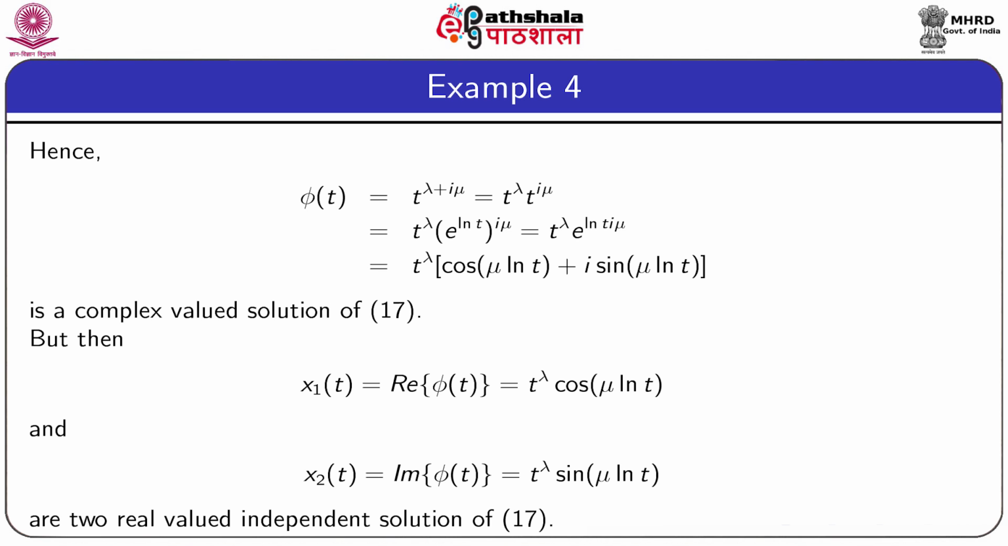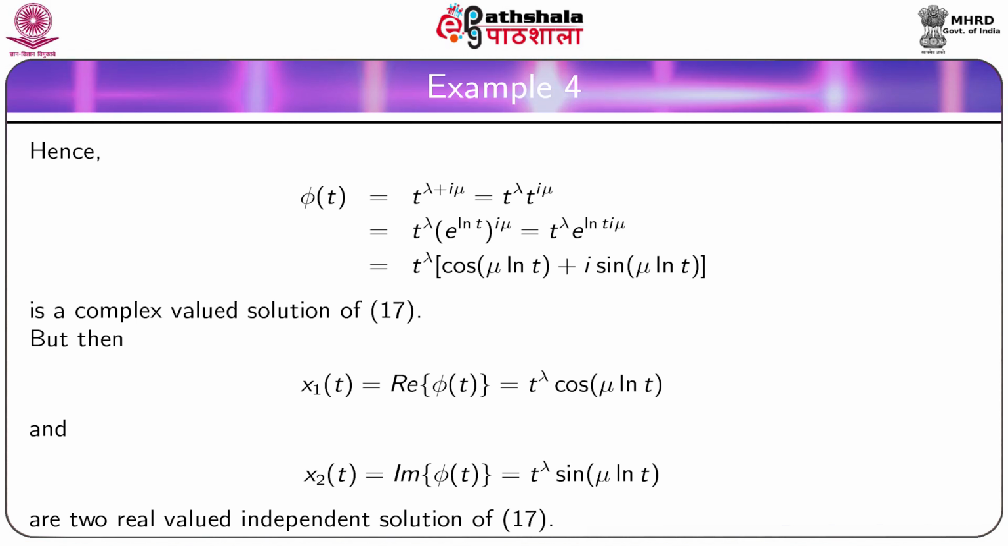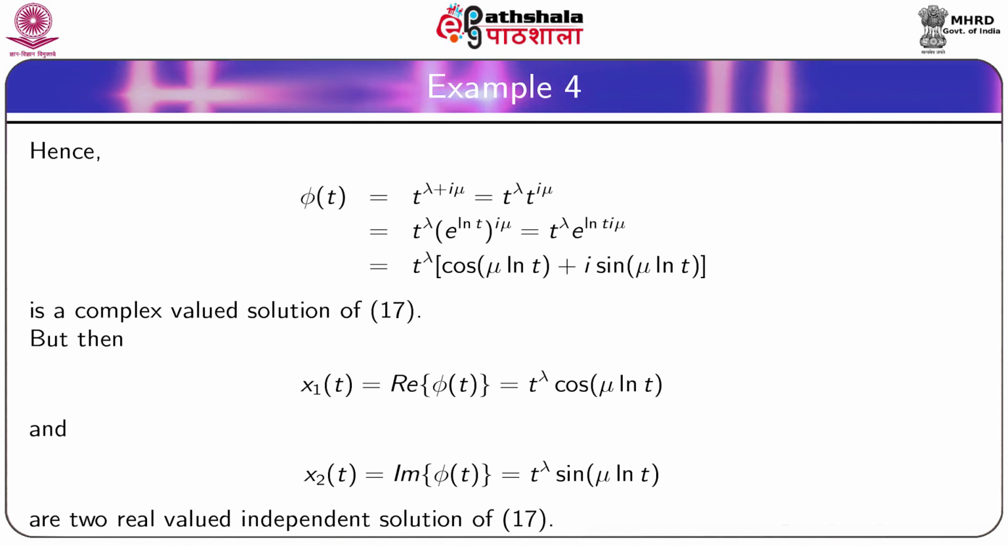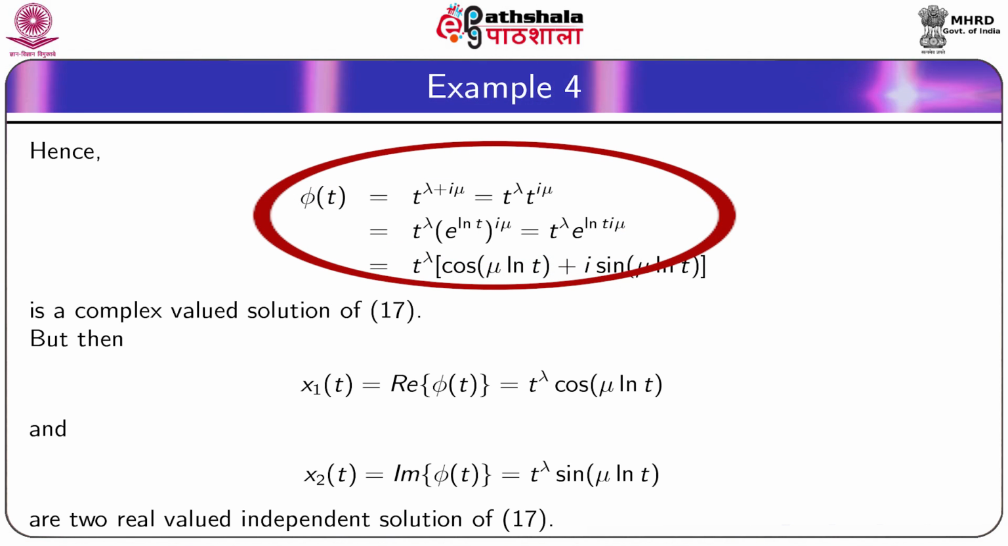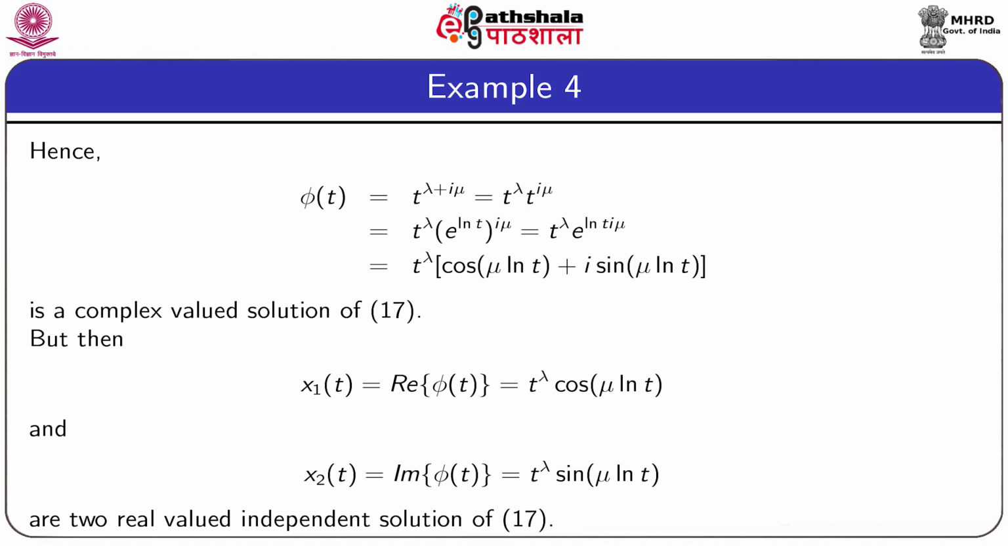Hence, phi(t) is equal to t to the power lambda plus i mu, which can be written as t to the power lambda into t to the power i mu, which can be written as t to the power lambda into (e to the power ln t) whole to the power i mu, and if we simplify, we will get that it is equal to t to the power lambda (cos mu log t plus i sin mu log t), and it is a complex valued solution of 17.